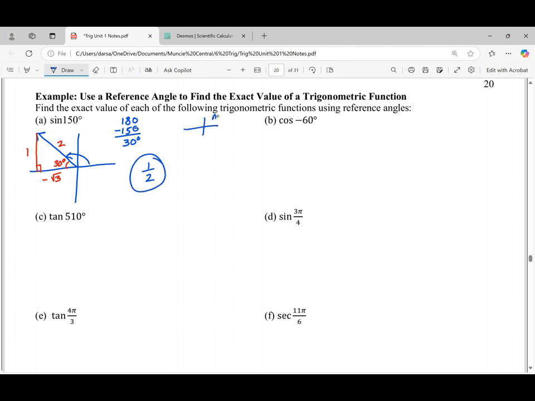That jives with our All Students Take Calculus. We know sine in the second quadrant should be the one that is positive. So our answer is correct.